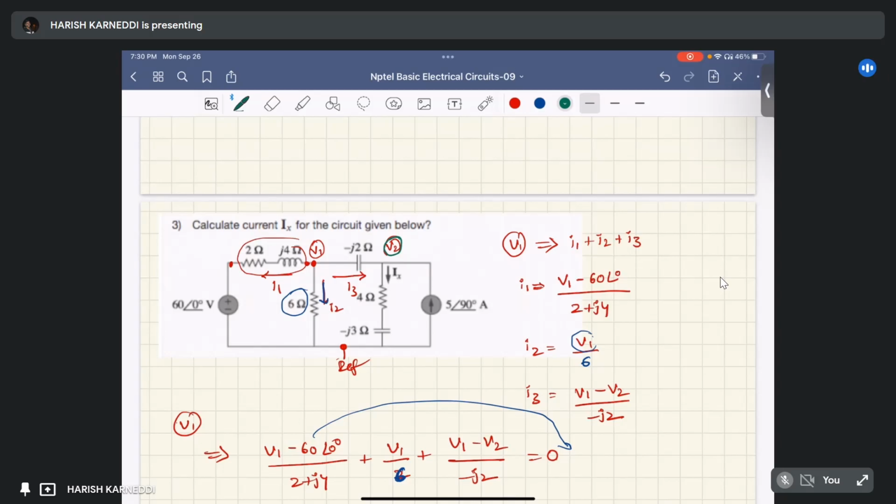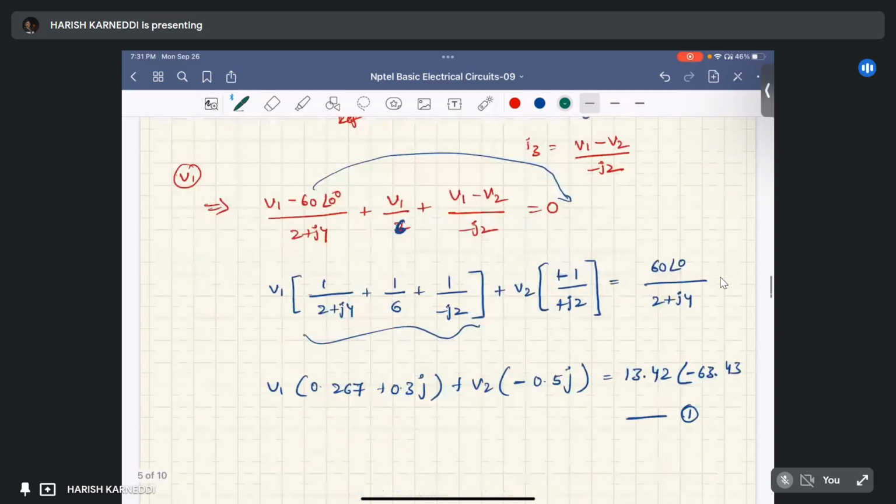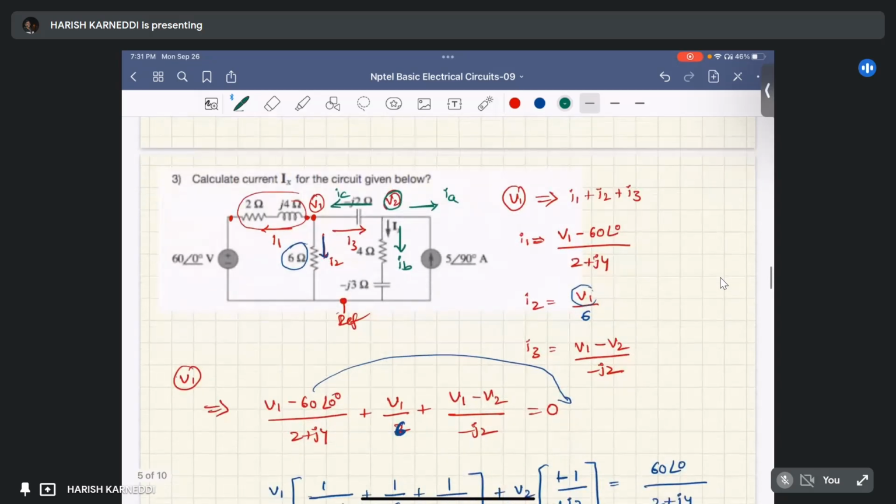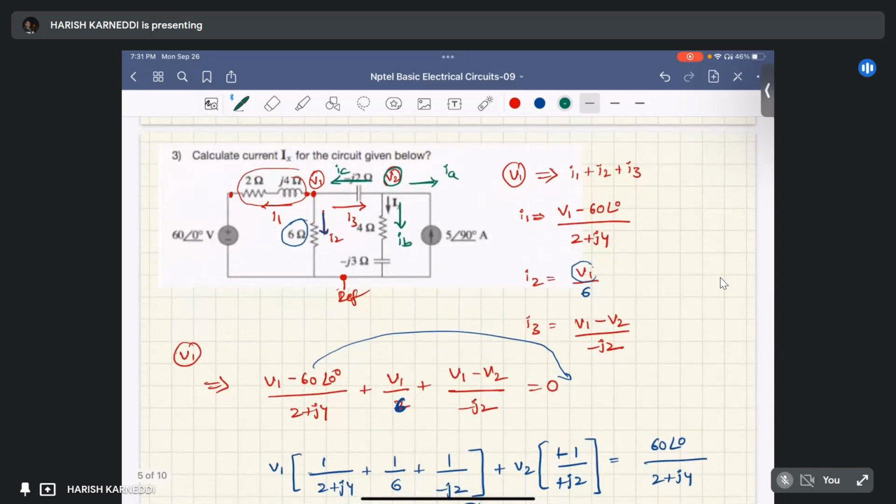the directions of the current. Let us suppose this is IA, and this is IB, this is IC. So what is the KCL equation at this particular node 2? At node 2, that is at node V2, the KCL equation is IA plus IB plus IC equal to 0. Why? Because we consider all the current directions as leaving directions, so the algebraic sum is 0.